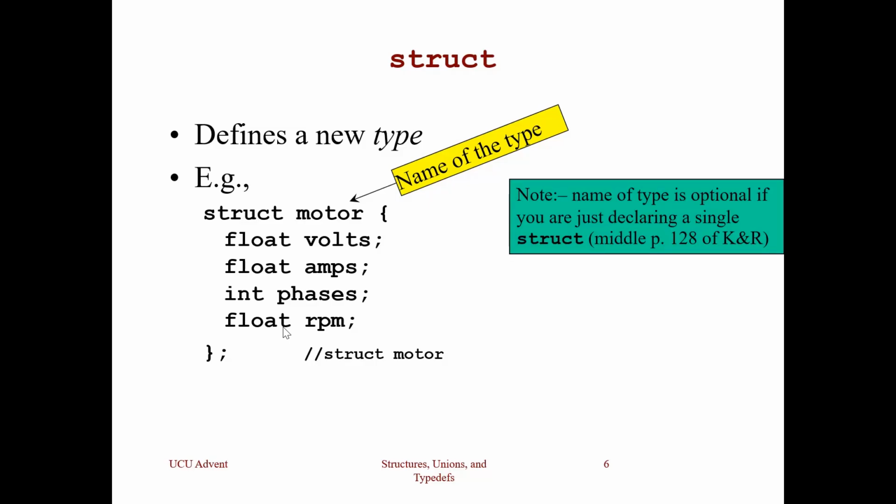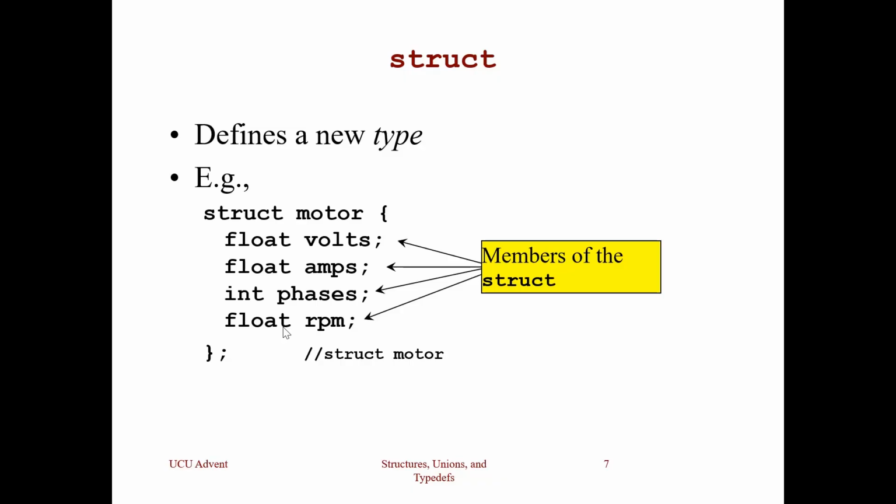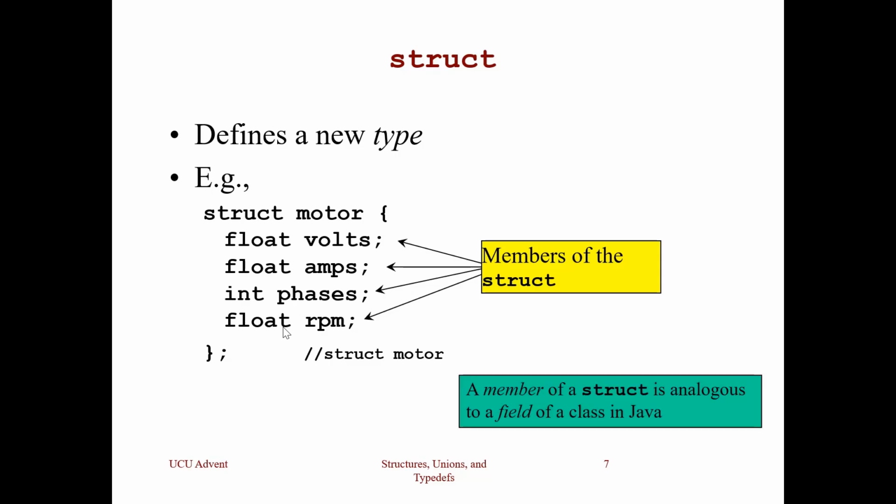You have to note that the name of a type is optional if you are just declaring a single structure. And these are members of the structure, the variables that we have declared in there. A member of a structure is analogous to a field of a class in Java, as I said earlier.